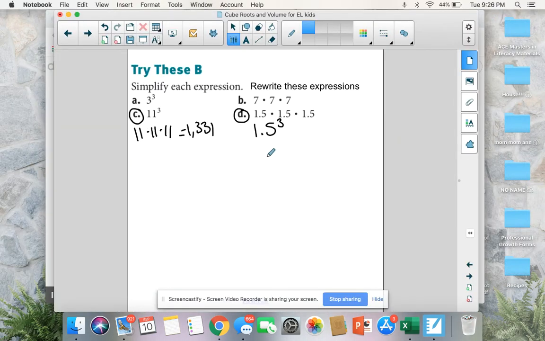I want you to go ahead right now and try to do A and B on your own. If it's given in exponential form, I want you to write it in expanded form, and then give the standard form as well.